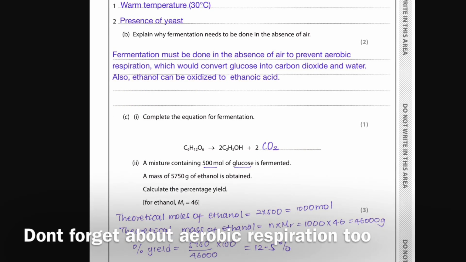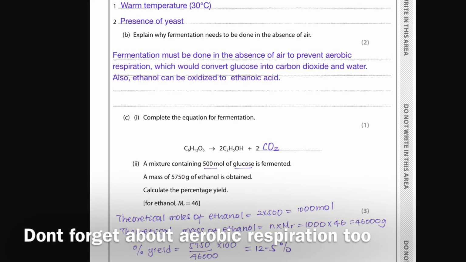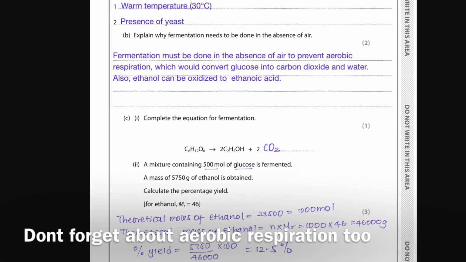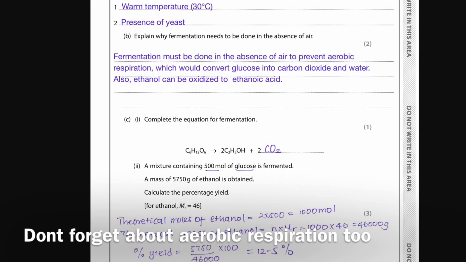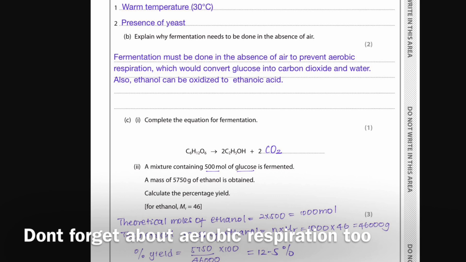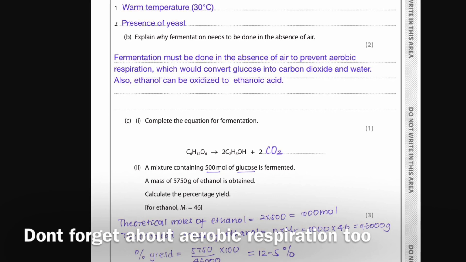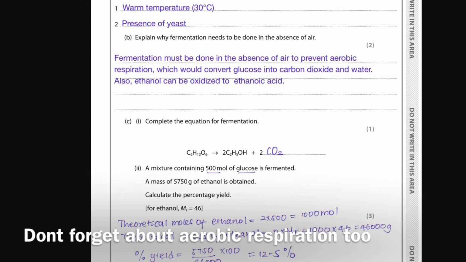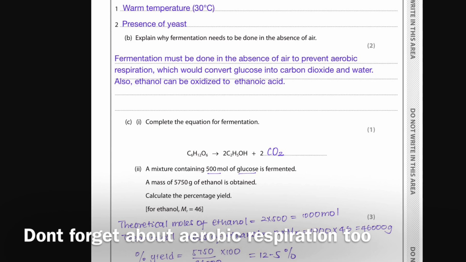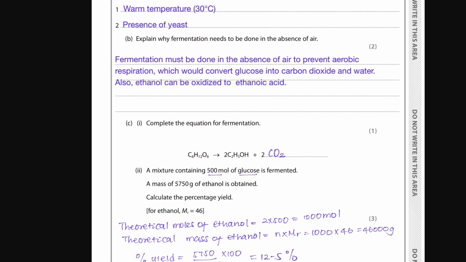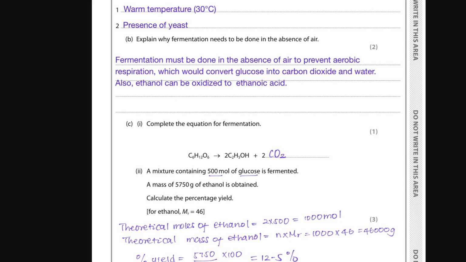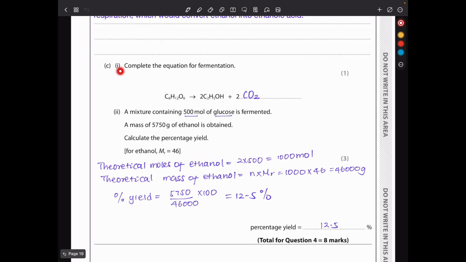In part B, explain why fermentation needs to be done in the absence of air. Because an alcohol, ethanol, is formed, we do not want that ethanol to be oxidized to ethanoic acid. That will give the alcohol a bad taste. So fermentation must be done in absence of air, because the oxygen in the air could convert ethanol to ethanoic acid. Then part C, complete the equation for fermentation.